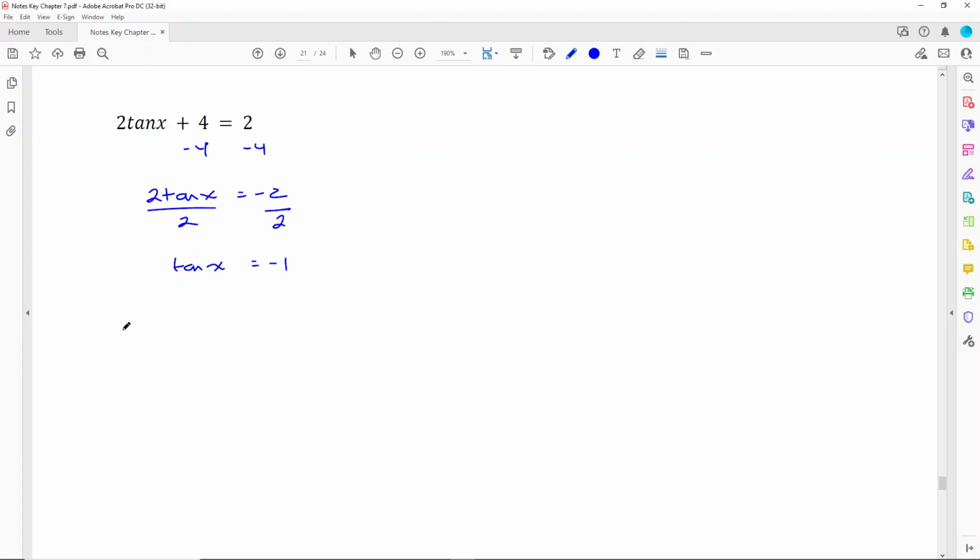Step number 2, we are going to figure out our special triangle. So we draw our axes, CAST. Tan is negative in quadrant 2 and quadrant 4. Then I have to figure out which special triangle. So this is my 1, 1, root 2. So 1, 1, root 2 versus 1, 1, root 2. Regardless, my reference angle is 45 degrees, or pi by 4.